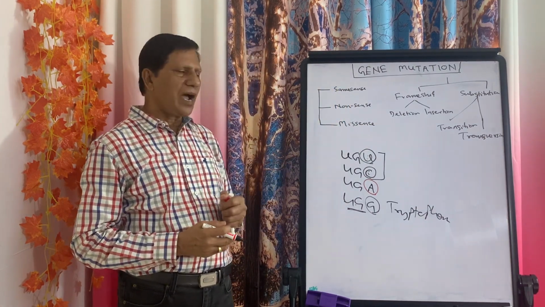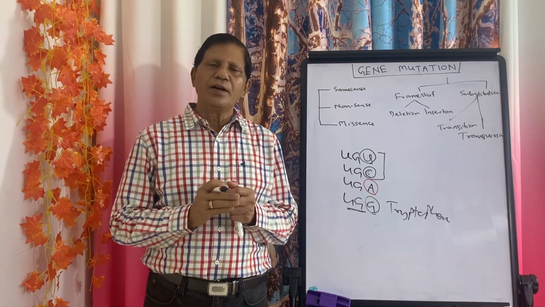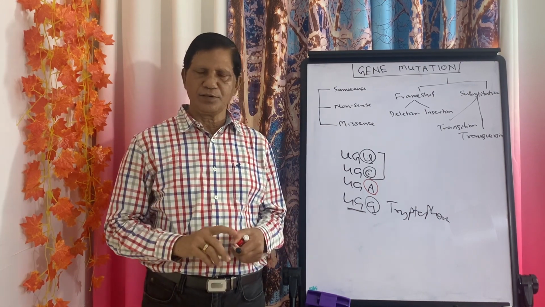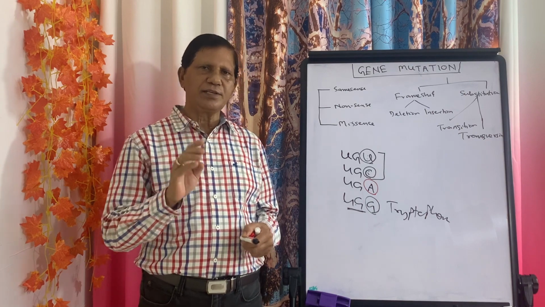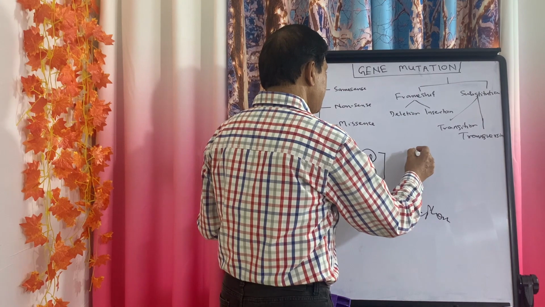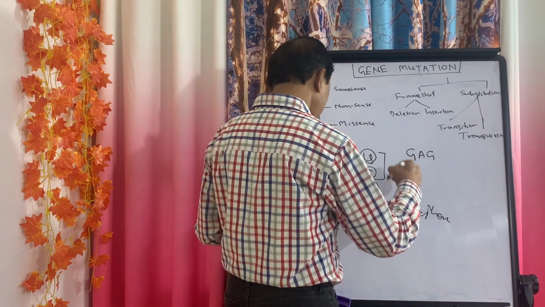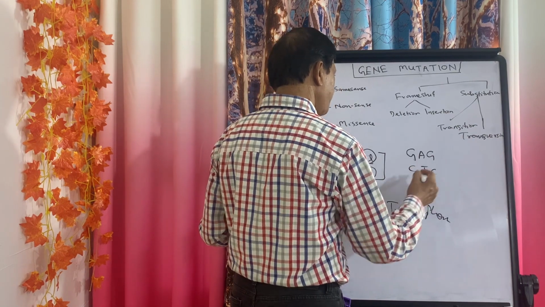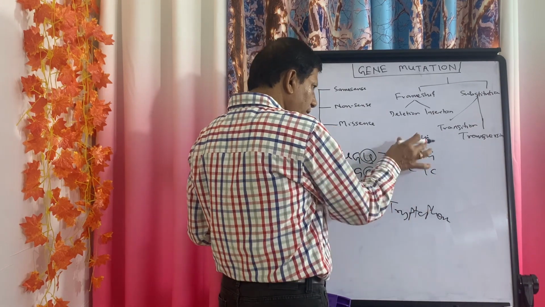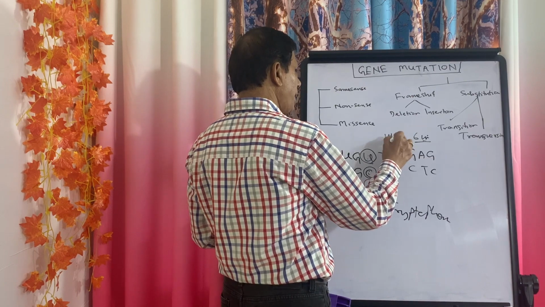Now for this I will give you a second example. All of you know that the hemoglobin has four polypeptides, two alpha and two beta chains. In one of the beta chains, at the sixth position, there is G, A, G, and the other strand will be C, T, C. When at the sixth position this sequence is present, this is the normal hemoglobin.